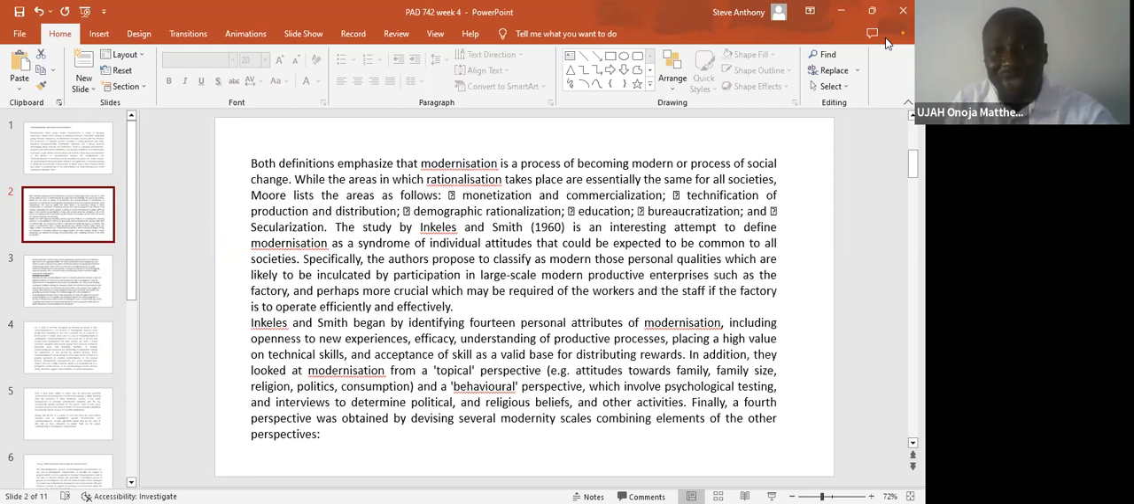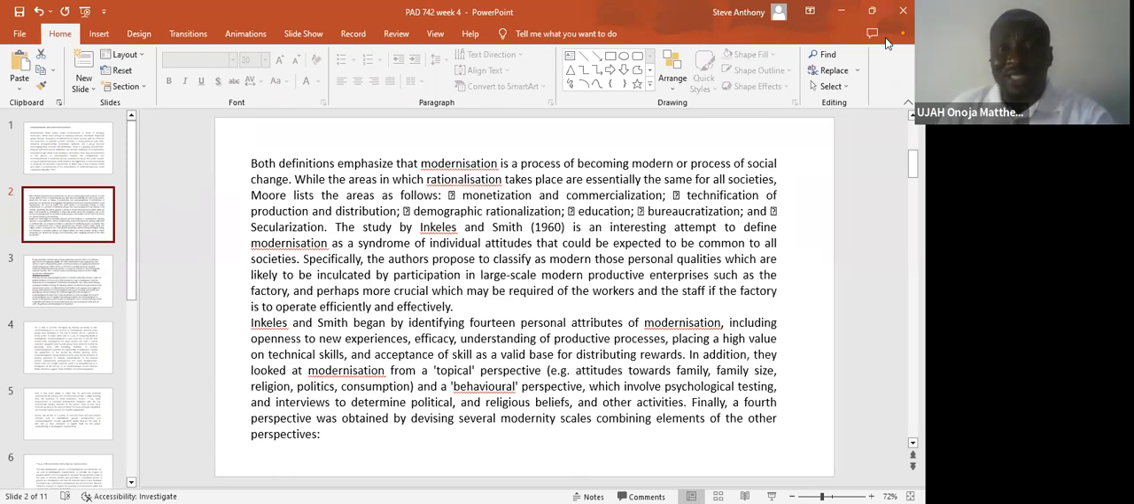And secularization, bringing in the aspect of religion and the freedom that exists within them, as well as all elements and attributes of modernization. So the study by Hanks and Smith is an interesting attempt to define modernization as a syndrome of individual attitudes that could be expected to be common to all societies. Specifically, the authors propose to classify as modern those personal qualities which are likely to be inculcated by participation in large-scale modern productive enterprises, such as the factory, and perhaps more crucial, which may be required of the workers and the staff if the factory is to operate efficiently and effectively.